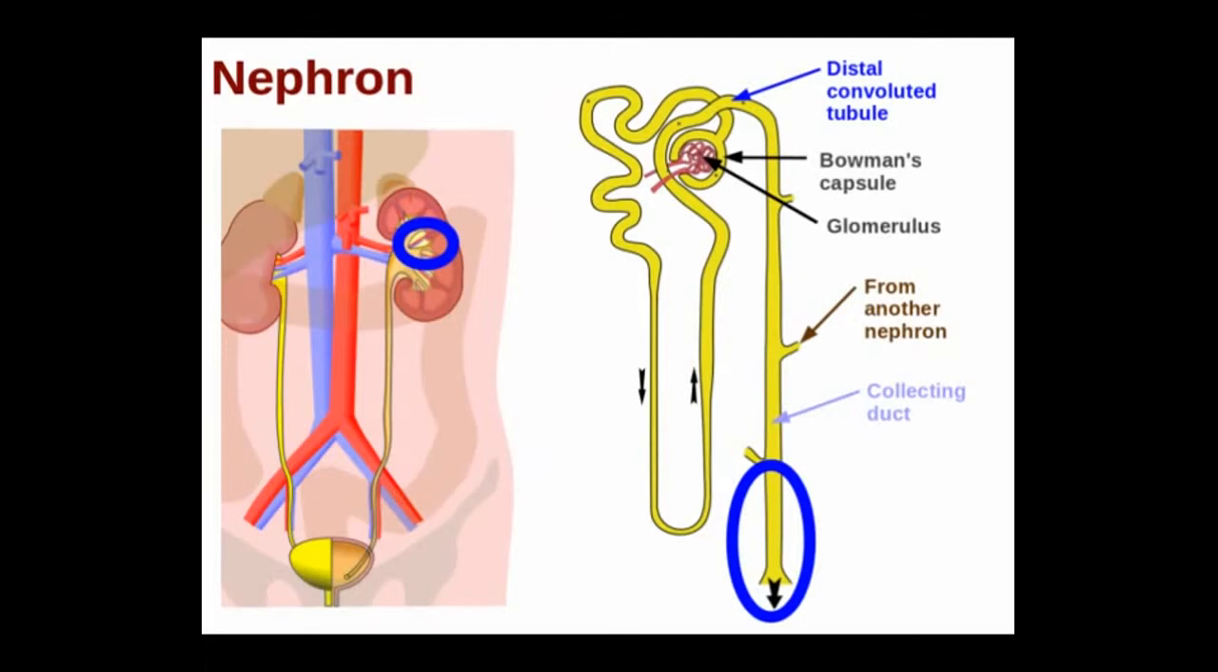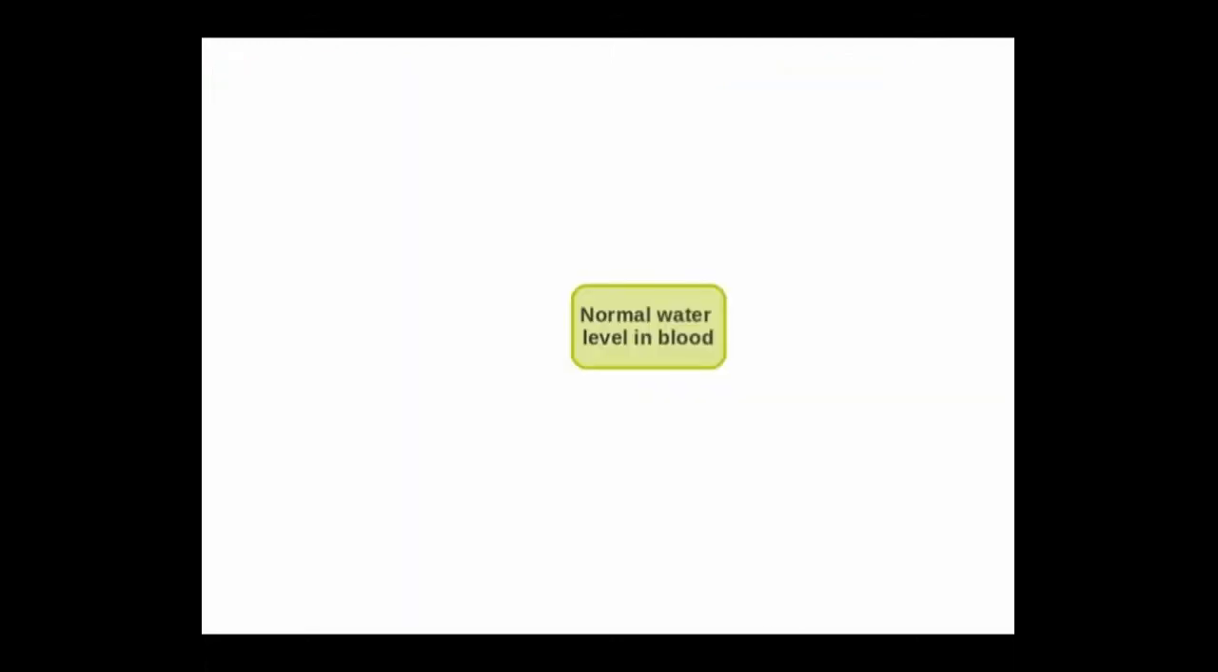These collecting ducts are also connected to other nephrons, because this is a whole three-dimensional interconnected structure. So here we can imagine the filtrate being collected and passing into the bladder. Now we've reviewed this because we want to talk about homeostasis and the maintenance of the water levels of the blood. Now let's imagine that the water level of the blood rises.